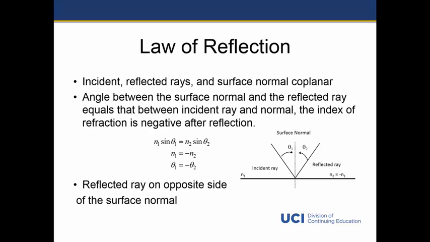So if you're doing a ray tracing calculation by hand, you'll have to keep that in mind if you're looking at rays that are intercepting a reflecting interface. If you're using a lens design code, of course, the software will take care of that for you. But again, the reflected ray, as with the refracted ray, is on the opposite side of the surface normal from the incident ray.